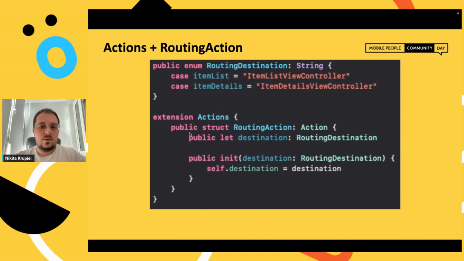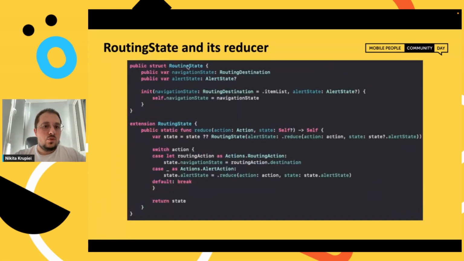And here is the action. Here we're extending the action with the new routing action that will take the destination from here, so where we should navigate: to this view or to the second one. Here is the routing state, which is a part of the app state. It takes the navigation state, this destination that we had on the previous screen, one of two screens, and the alert state, which is responsible for showing or hiding the alert. It is also optional, because there can be alert and there can be not.